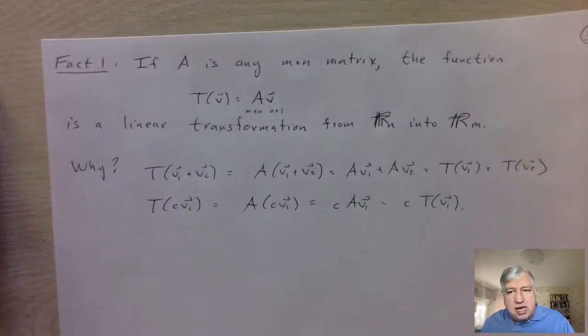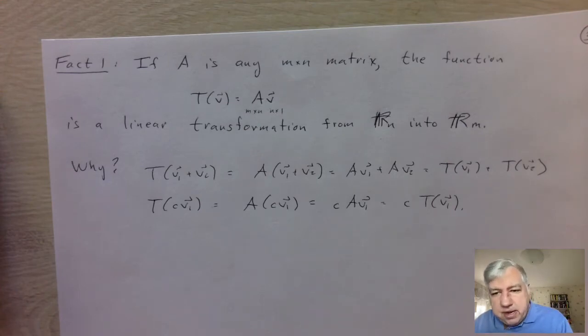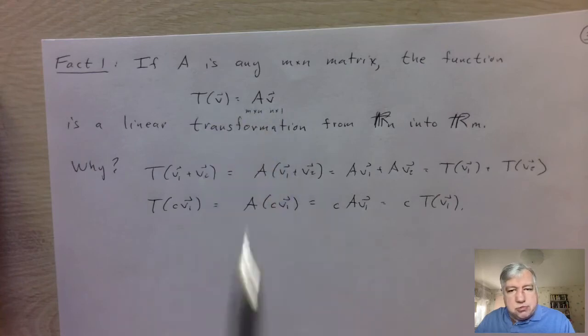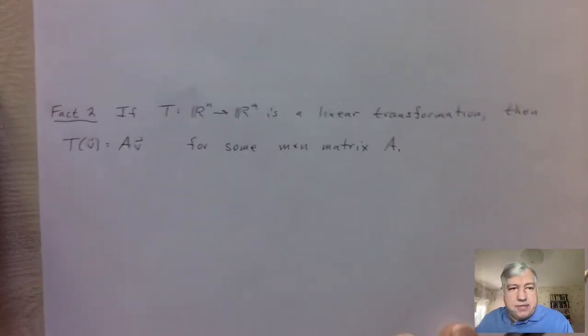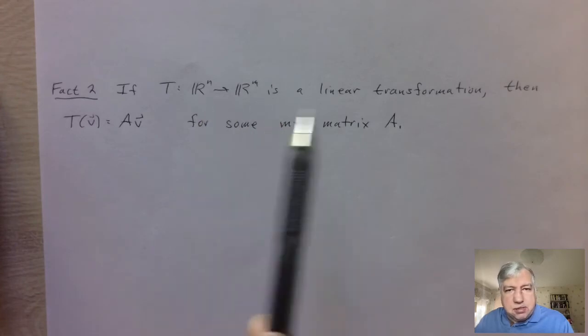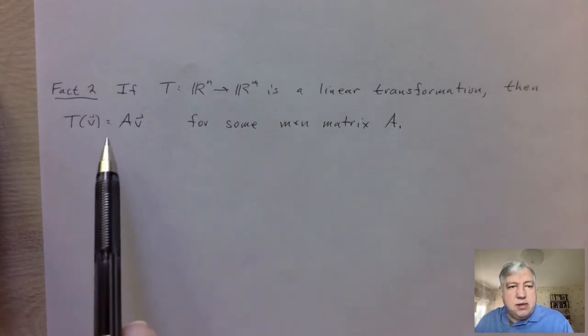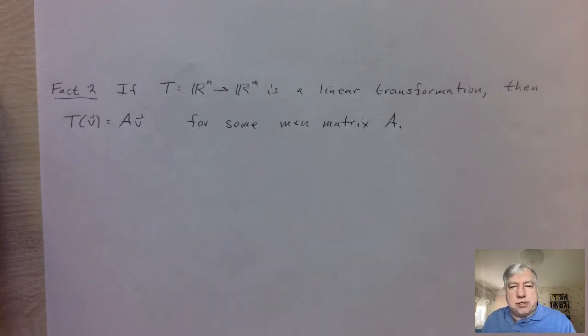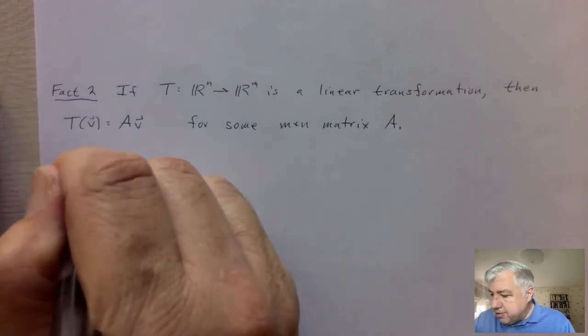This is not that shocking. What is a little more shocking is that every linear transformation from Rn to Rm is of this form. That is, for any linear transformation, no matter how it's defined, we can find a matrix for which this is true. That's fact 2. If T is a linear transformation, then T of V is equal to Av for some m by n matrix A. All right, so why is this true?